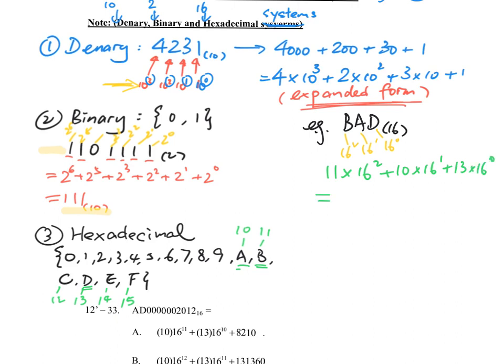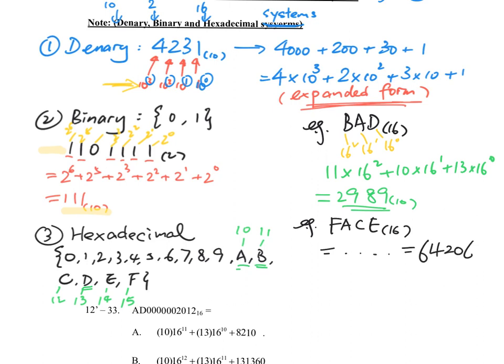Now you can use your calculator to find its value, and the result is 2989 in the denary system. So this is called the value of BAD in hexadecimal. Can you have a try with this number, called FACE in hexadecimal, and see whether you can get the value 64206 in the denary system?